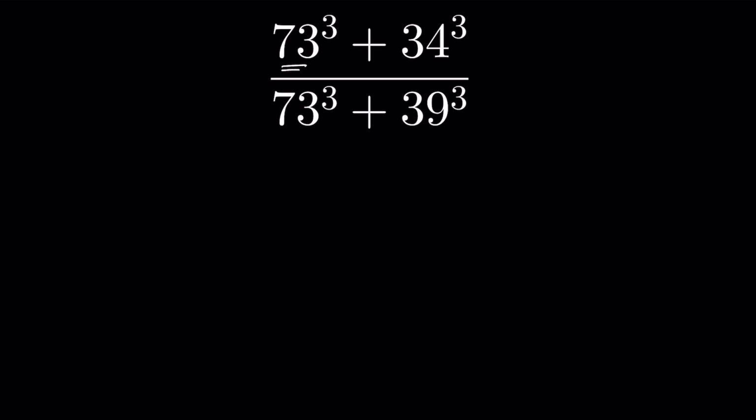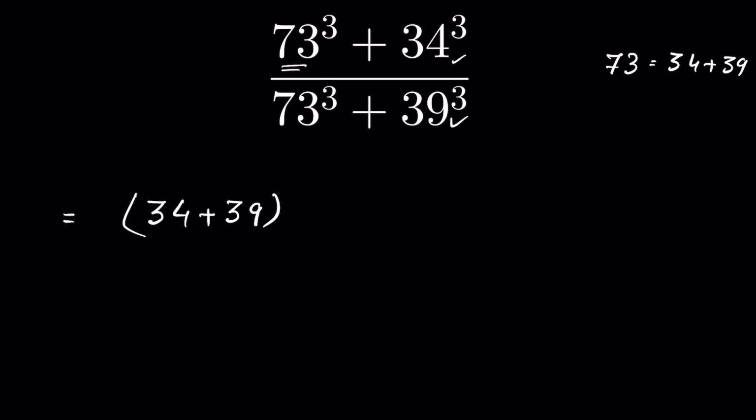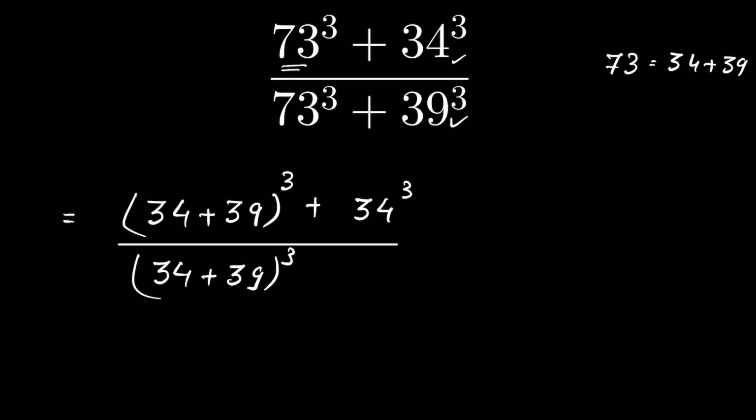If you focus on this number, 73, it is equal to 34 plus 39, the two other numbers given here. So 73 we can write as 34 plus 39, then whole cube, plus 34 cube, upon again 73 cube as 34 plus 39 whole cube plus 39 cube.